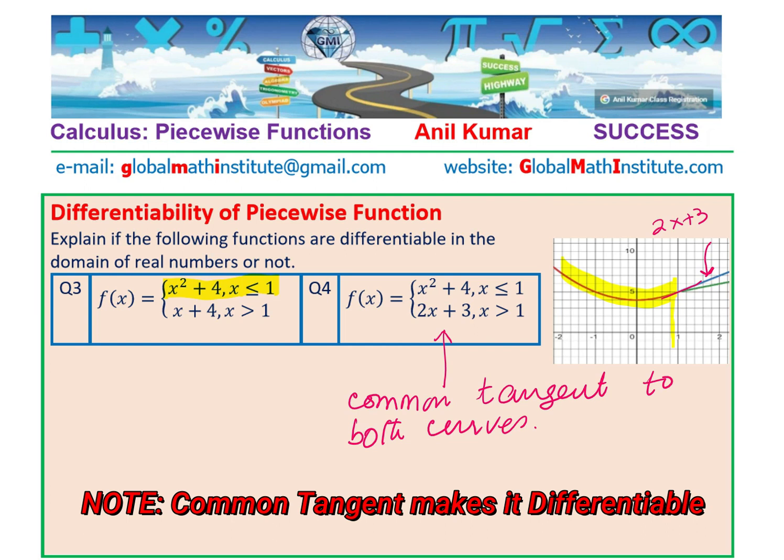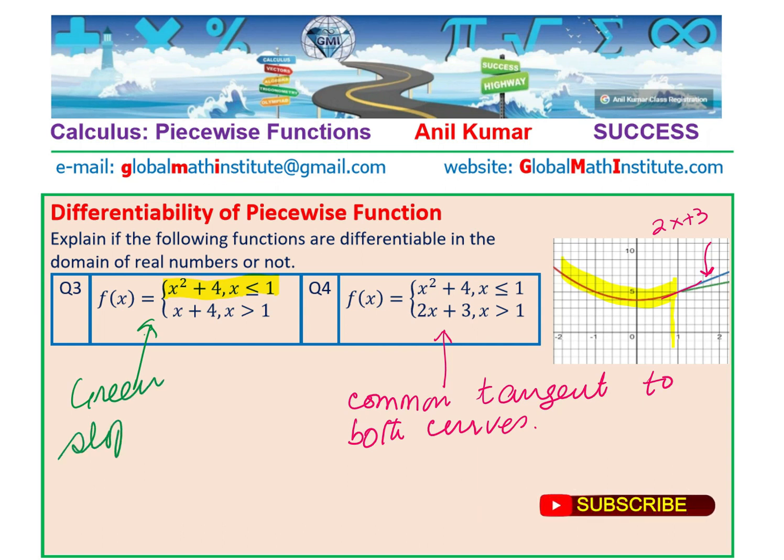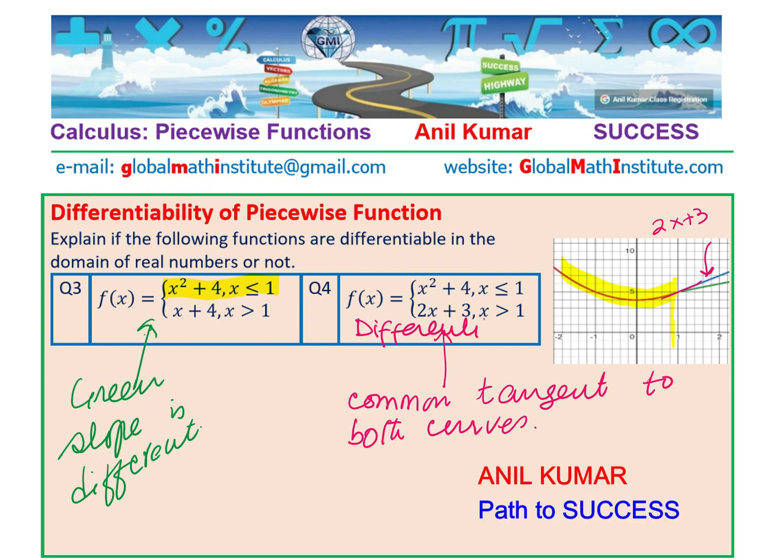In the other case you can see that the slope is different, right? So here what we notice is that the green graph's slope is different and therefore it is not differentiable. You get the whole idea, right? So this is differentiable and this is not differentiable. I hope it makes sense, right?